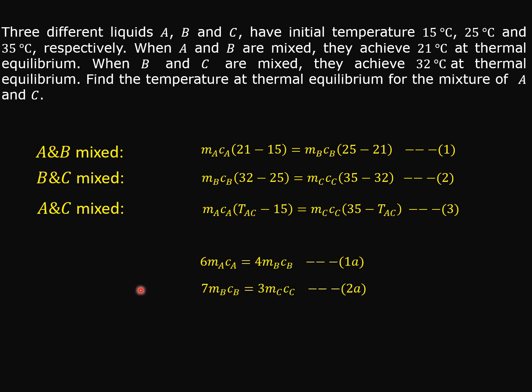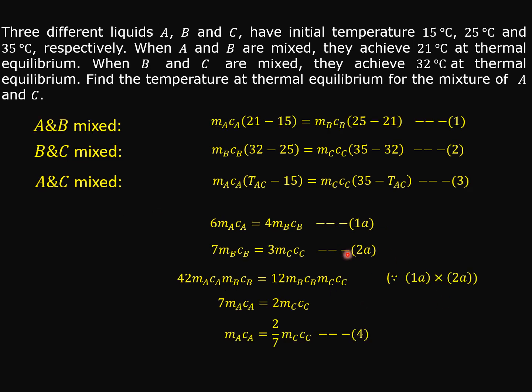We start by simplifying equation 1 and equation 2. In equation 1, 21 minus 15 is 6, so we have 6 MACA, and 25 minus 21 is 4, so we have 4 MBCB, and I label this as equation 1A. For equation 2, if we simplify it, 32 minus 25, we get 7 MBCB, and 35 minus 32 is 3 MCCC. Again, I label this as equation 2A.